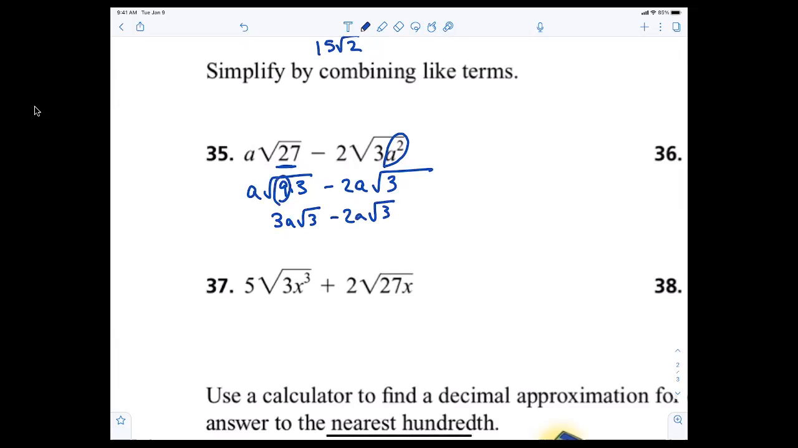For some reason, this is hard for kids, but I want you to remember we're just doing what? 3a minus 2a. What's that? So this negative A, or this A. Just a. That is correct. But then it's attached with the radical 3. Okay, so that one's the first one that's kind of tricky if you're not careful. All right. Next.